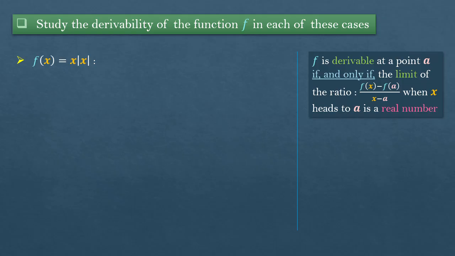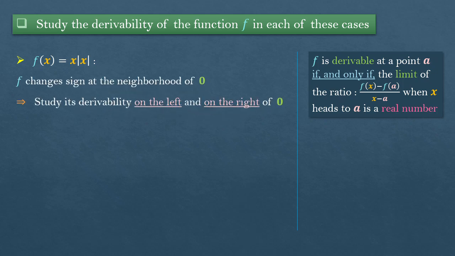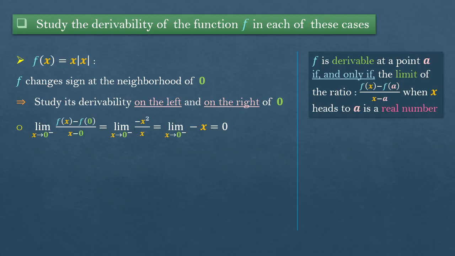In this case, where f(x) is equal to x times the absolute value of x, as our function f changes its sign in the neighborhood of the point 0, we will study its derivability on the left and on the right of the point 0, each case individually. If we start with its derivability on the left, we have the limit of the ratio (f(x) minus f(0)) all over (x minus 0) when x heads to 0 by smaller values, which equals the limit of minus x squared over x when x heads to 0 from below, and this limit is equal to the limit of minus x when x heads to 0 from below, which equals 0. We will note this limit as equal to the real number L1. So our function f is derivable on the left of the point 0.